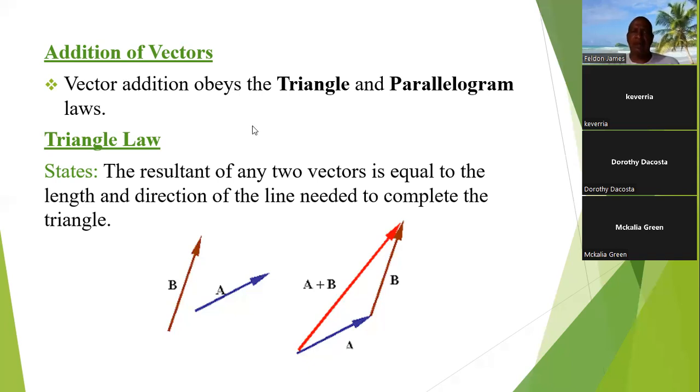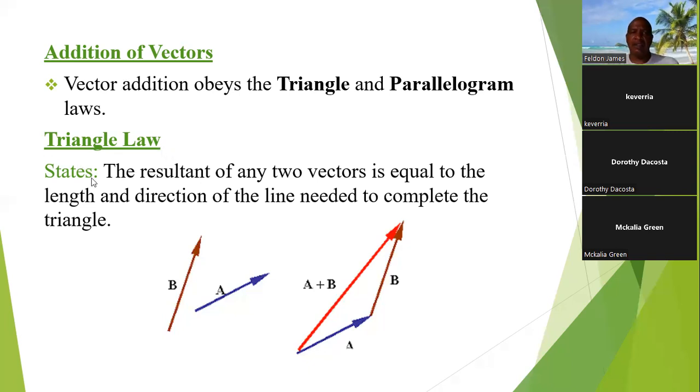All right, we say when we're adding vectors, as I said before, the plus sign does not mean to sum in the arithmetic sense. And the equal sign does not mean equal in the arithmetic sense. So what do we really mean when we're adding vectors? When we're adding vectors, what we're saying is that we use the triangle and the parallelogram laws. We can use the same laws to add vectors. Now, what does the triangle law state? So let us look firstly at the triangle law and then the parallelogram law.